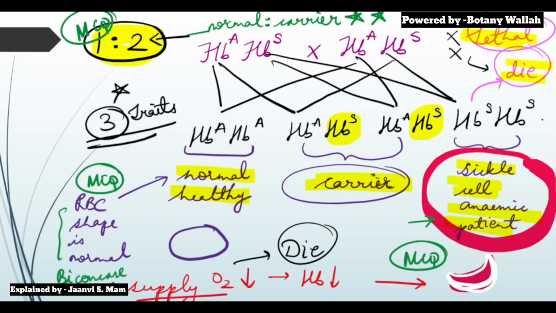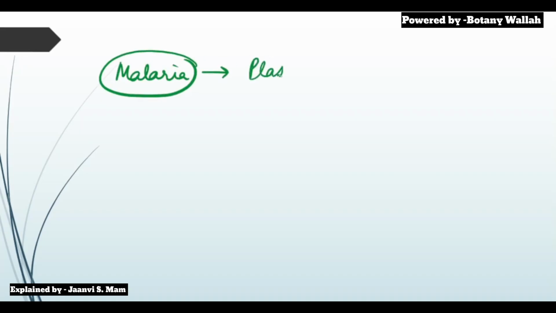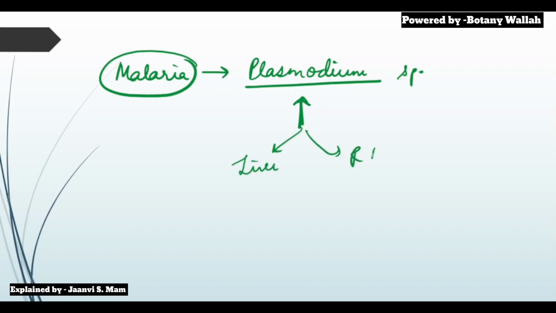Now the persons who are carriers get one benefit. We know that there is a disease known as malaria, and for this disease there is Plasmodium vivax, or there are many Plasmodium species. This is the pathogen. It goes and stays first in the liver and then in RBC, meaning its life cycle includes the liver and RBC.